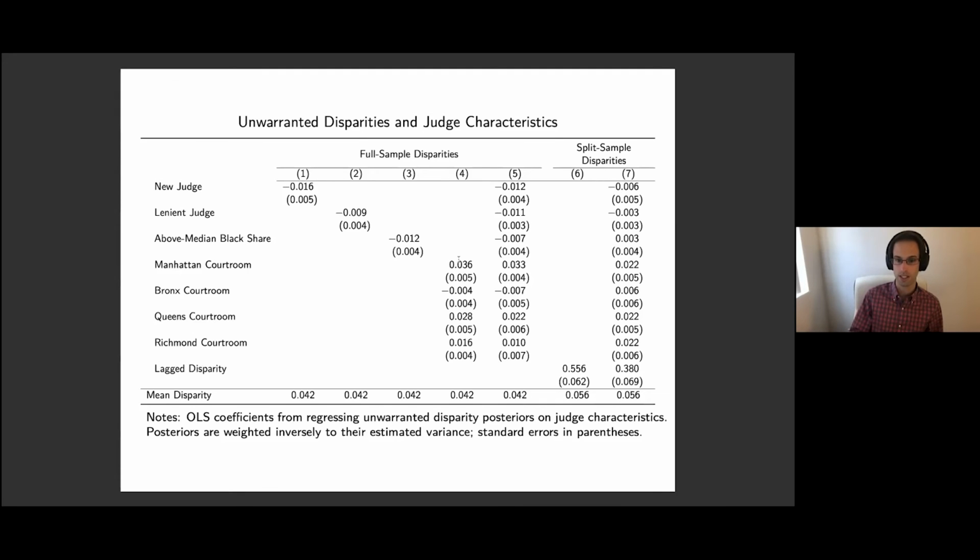There's some very important variation across courtrooms in this setting. So the Manhattan courtroom, relative to the omitted courtroom, which is Kings County here, has a 3.6 percentage point higher level of discrimination than Kings County. And so this is quite a significant difference across the different counties. I'm going to omit the split samples, but we also show that this is persistent over time: if you estimate the judge's discrimination in the first half of their data and try to predict what it is going to be in the second half, that's going to be a relatively good prediction.